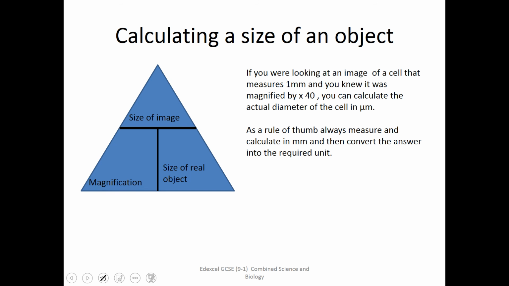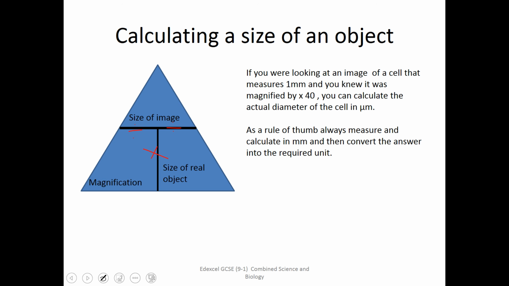You will need to be able to calculate the size of objects under the microscope, for which there is a simple formula. The formula used is magnification equals size of image divided by size of real object. As you can see, I've placed it into a formula triangle. It just makes it easier to use and clearer to understand what's going on. So if we look at this triangle, there is a division symbol there, and a multiplication between those two. So if I wanted to work out size of image, I would do magnification times size of real object.